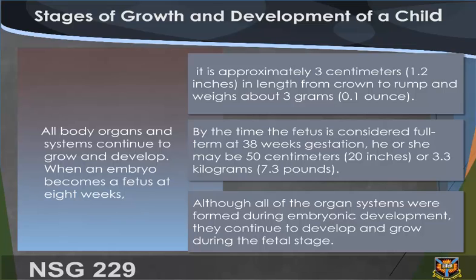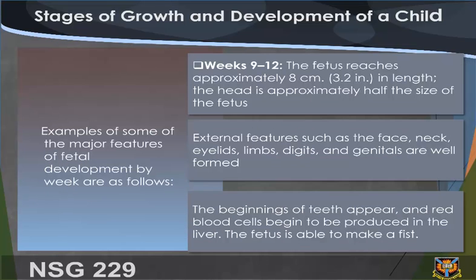Although all of the organ systems were formed during embryonic development, they continue to develop and grow during the fetal stage. Examples of some of the major features of fetal development by week are as follows. Weeks 9 to 12. The fetus reaches approximately 8 cm, 3.2 inches, in length. The head is approximately half the size of the fetus.